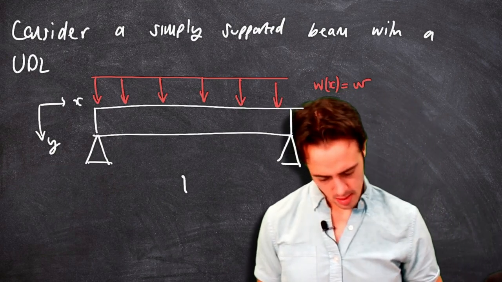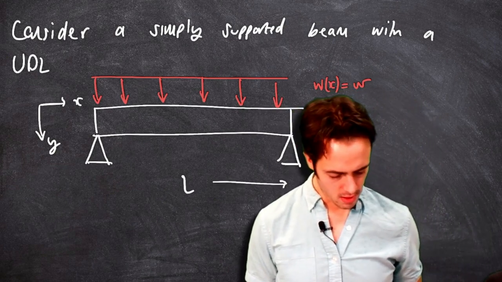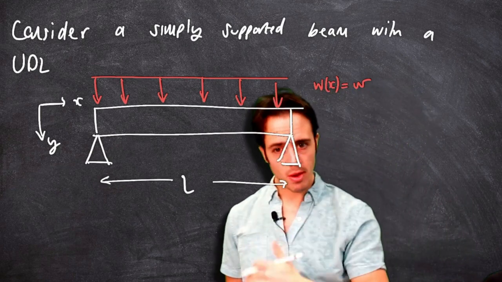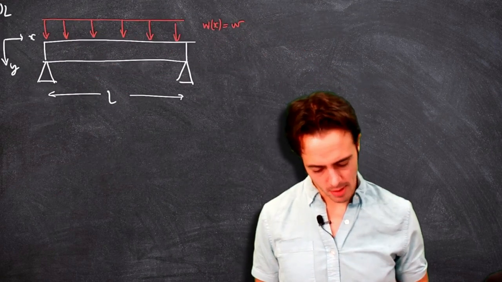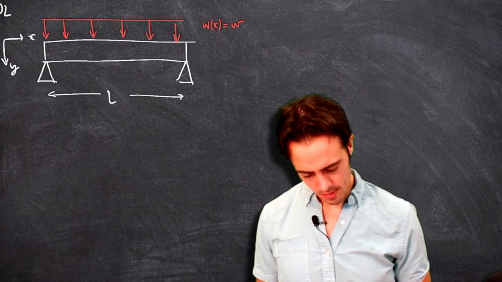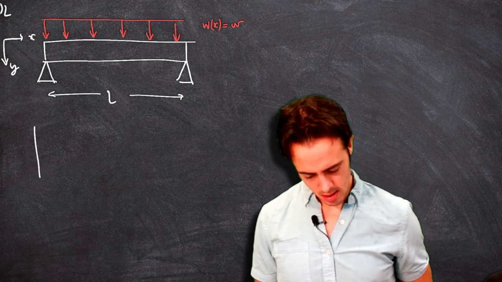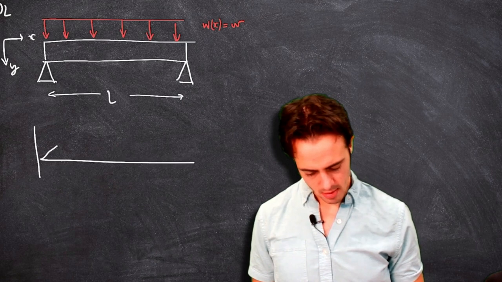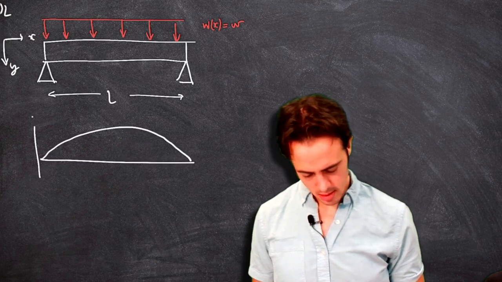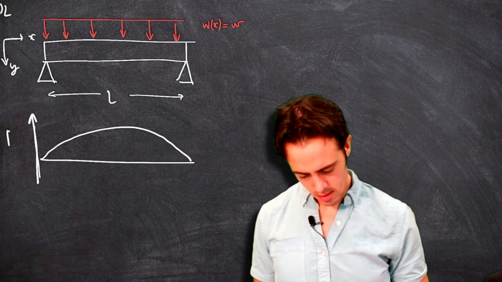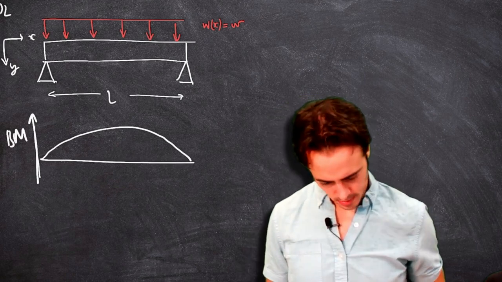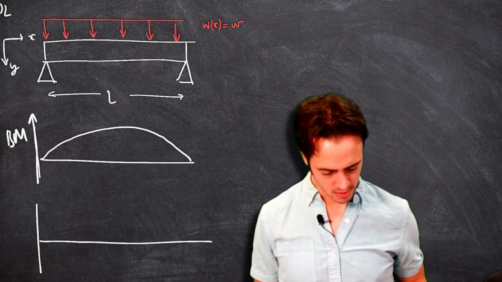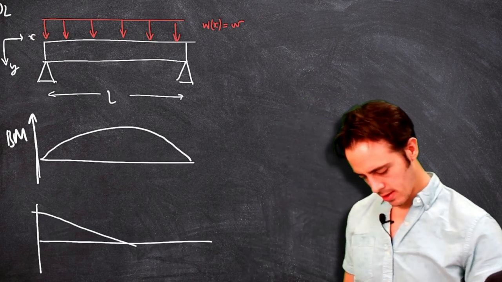Let's say this beam is of length L, because I'm imaginative. Okay, so if we've got this sort of beam then from 200 to 202, you should be comfortable with drawing shear force and bending moment diagrams. So bending moment is going to be zero at the two ends, and it's going to be maximum in the center. And the shear force is going to be the first derivative of the bending moment diagram. And it's going to look something like this.